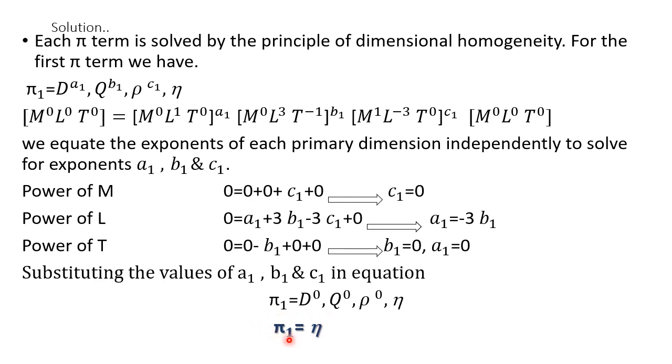Otherwise we need not follow the steps. Directly I can write pi 1 is equal to efficiency, because it is a dimensionless term. In the examination, if there is any dimensionless term, it becomes a pi term on its own. Okay, let's go to the next one, pi 2.